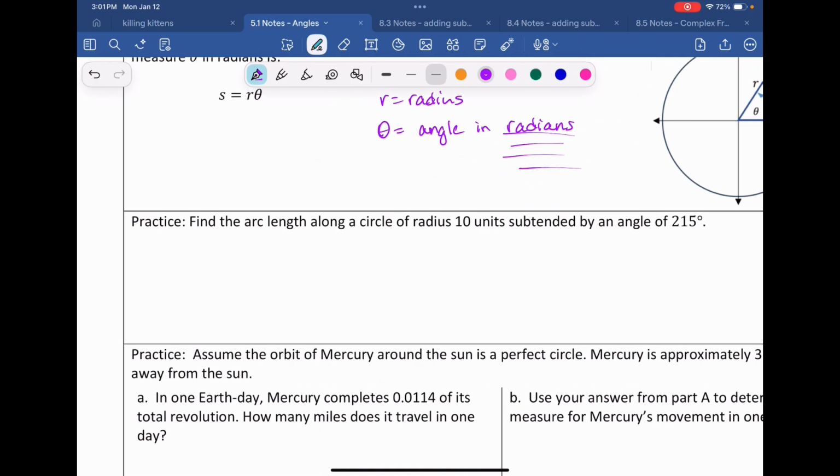All right, so find the arc length along a circle of a radius of 10 units subtended by an angle of 215 degrees. So I need radius, and I need theta in radians. The radius is 10. My angle is 215 degrees. I need it in radians. So I'm going to take my theta, 215 degrees times pi over 180.